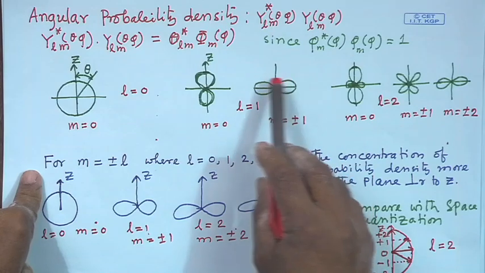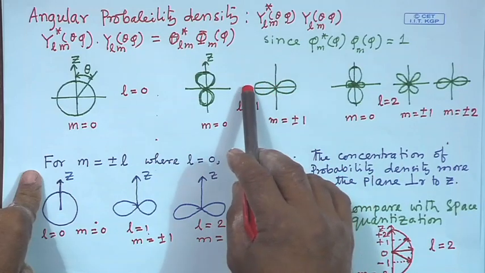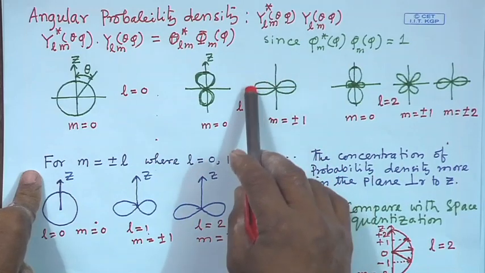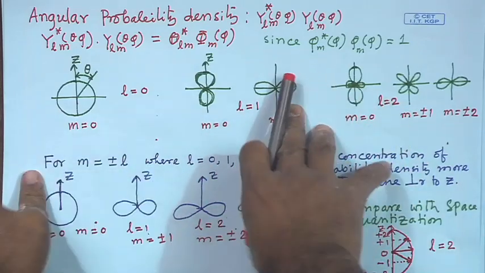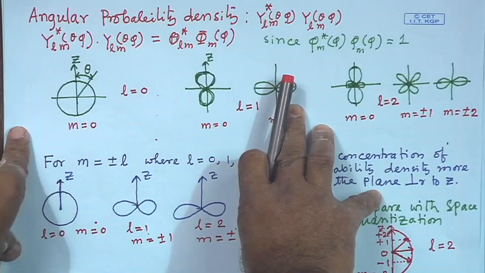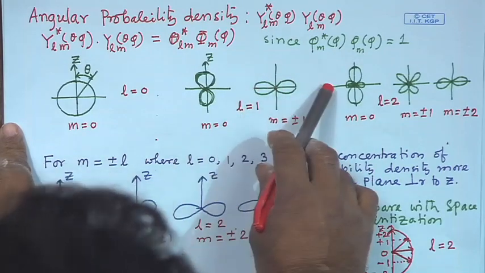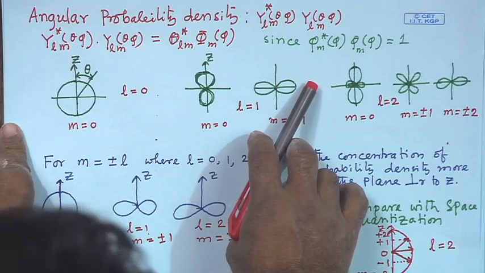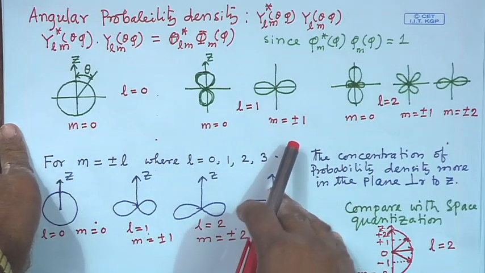For the other quadrants, from symmetry one can draw it the same way, so the angular dependence will be a distribution like this. The maximum probability to find the electron is in the direction of 90 degrees in the case of M equal to plus minus 1.